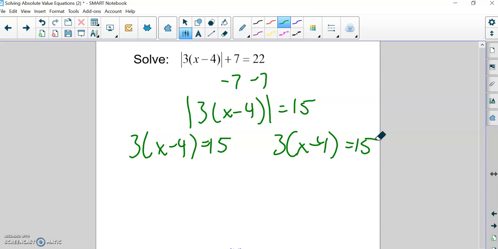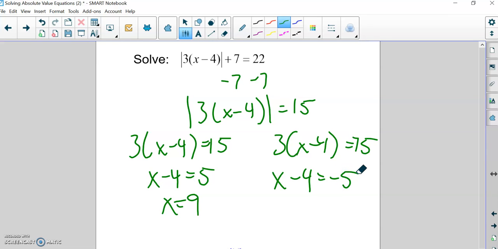So you can distribute and solve that way, or you can divide by 3 to start, and we will get 9. You can, like I said, distribute this, that's a negative 15. Or you can say that this is negative 5. When we add that over, we're going to get negative 1.